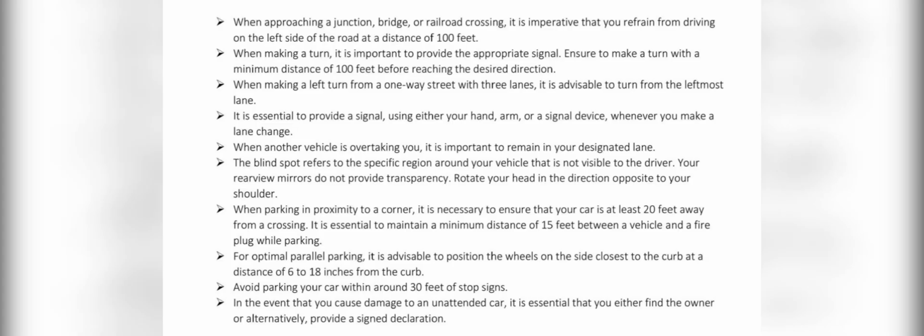When approaching a junction, bridge, or railroad crossing, it is imperative that you refrain from driving on the left side of the road at a distance of 100 feet. When making a turn, it is important to provide the appropriate signal. Ensure to make a turn with a minimum distance of 100 feet before reaching the desired direction. When making a left turn from a one-way street with 3 lanes, it is advisable to turn from the leftmost lane. It is essential to provide a signal using either your hand, arm, or a signal device whenever you make a lane change. When another vehicle is overtaking you, it is important to remain in your designated lane.